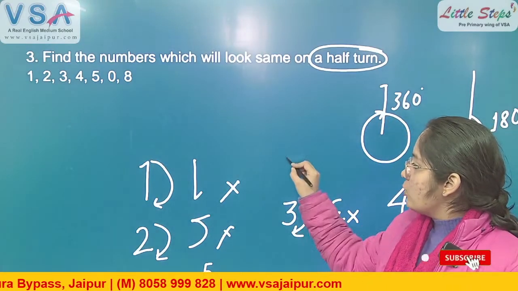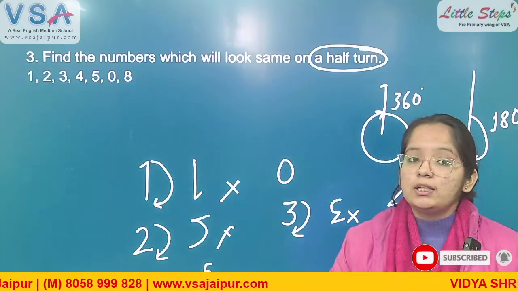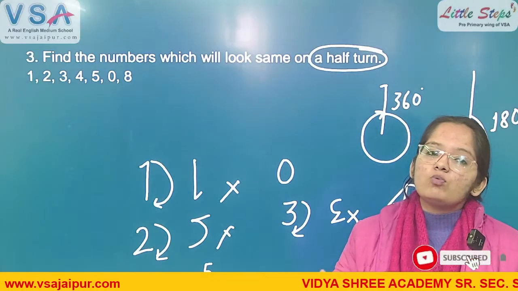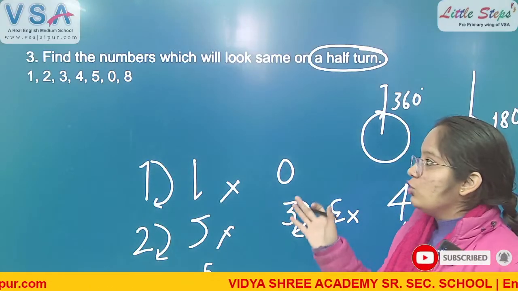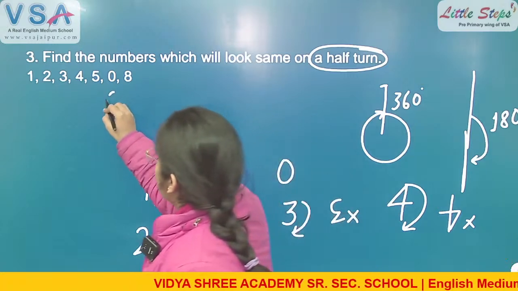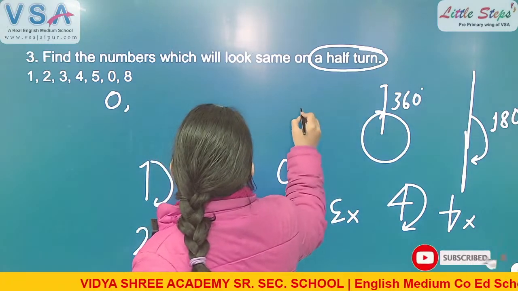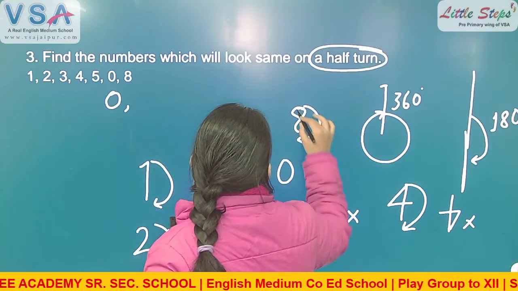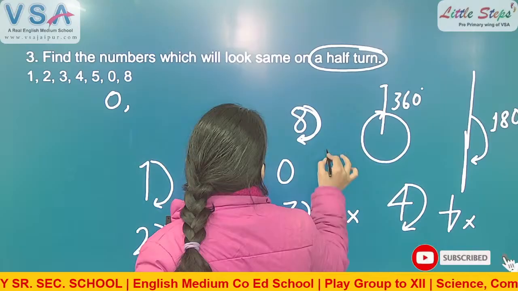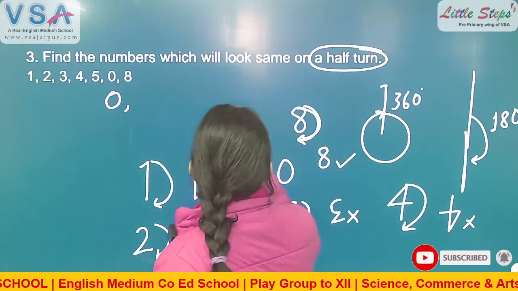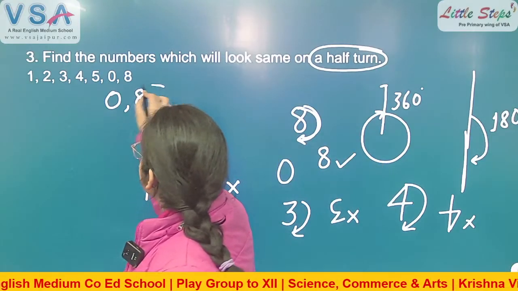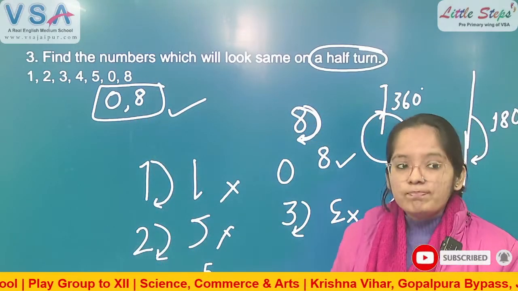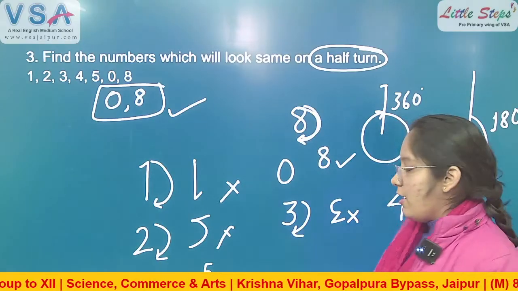And when we are talking about 0, 0 is again in a circle format. Doesn't matter how much turn or how many degrees you rotate any circle, it will remain the same. It will actually look the same. So 0 will be our answer. And 8, when we rotate 8, this is how we write it, and we are giving it a half turn, so it will come here and it will become like this. So it will remain the same. 8 will also remain the same. So our answer is 0 and 8. 0 and 8 will remain the same after giving them a half turn.